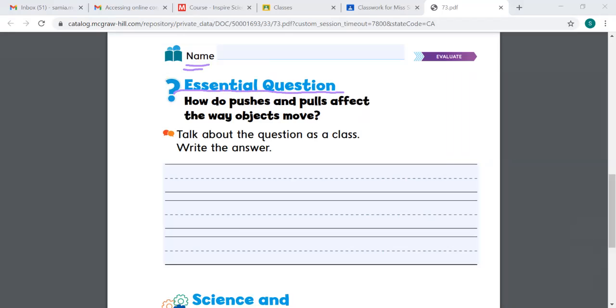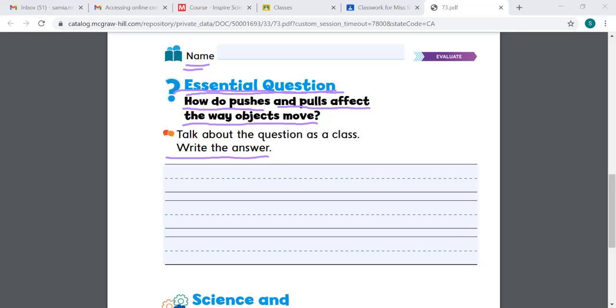So our essential question is, how do pushes and pulls affect the way objects move? So we are going to write our answer down here. So how do pushes and pulls affect the way objects move? Remember that pushes and pulls are a force. We either use a push to push something away from us, and that is using a force, or we use a force and we pull something towards us.